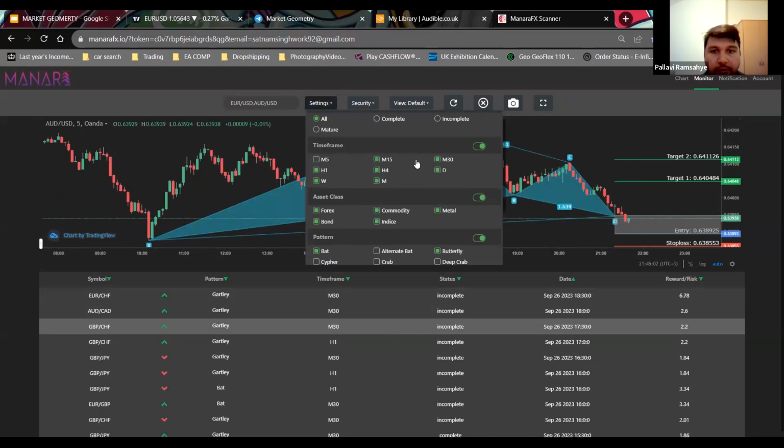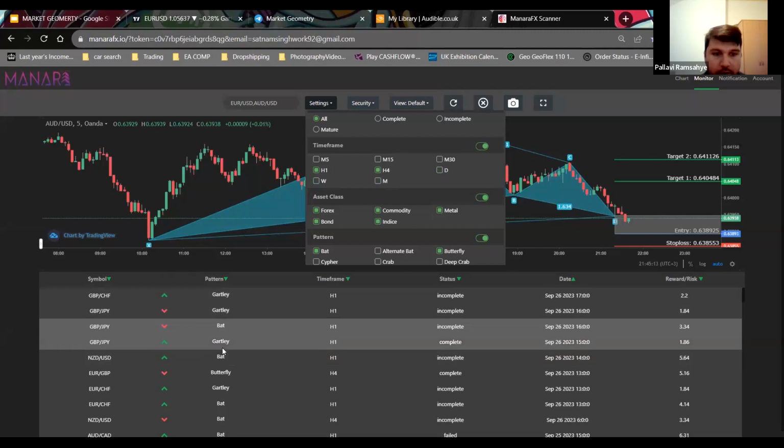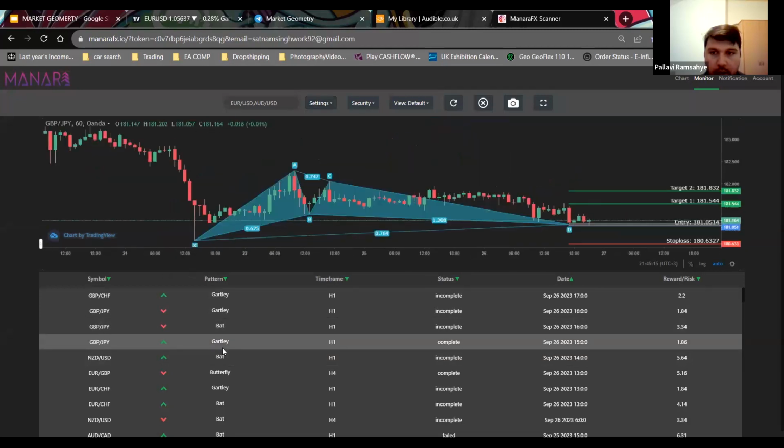The patterns that I look for are usually on a higher time frame, so 1 hour or the 4 hour. I rarely look for patterns on the lower time frame. So this was today. This was on GJ again. So that's the Gartley on an hour.